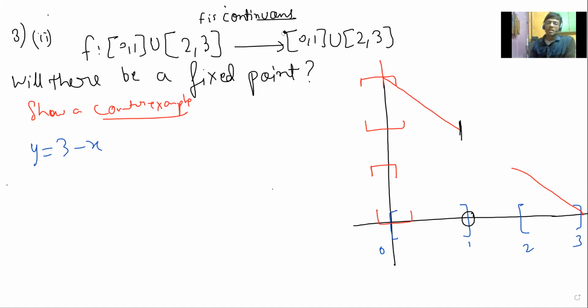And it clearly doesn't intersect the y equal to x line. And obviously this doesn't have a fixed point also. It's clear anyways, and you can just solve it and see. The fixed point will come between 1 and 2 or something like that, which is not in the domain.